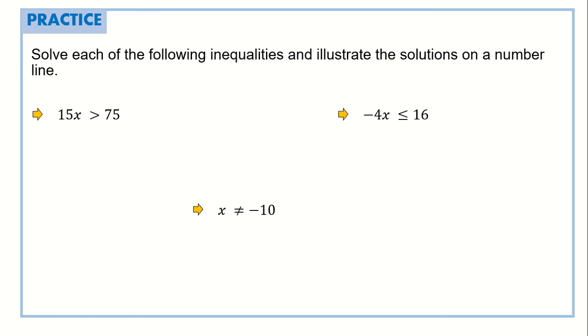Okay? Now, I want you to pause the video and do some practice. Solve each of the following inequalities and illustrate the solutions on their number line.